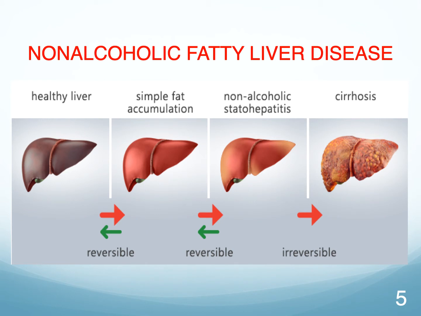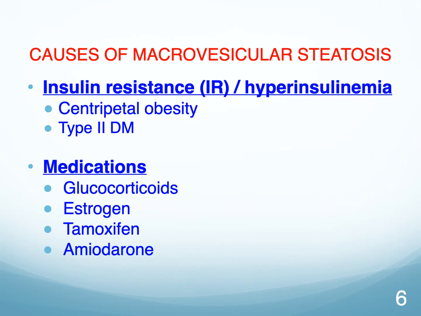Here is what it looks like from the point of view of an artist, where you have a healthy liver, to simple fat accumulation, to non-alcoholic steatohepatitis, down to cirrhosis. You will notice that the green arrows can be achieved up to non-alcoholic steatohepatitis, provided you do several interventions that we may discuss in a little while.